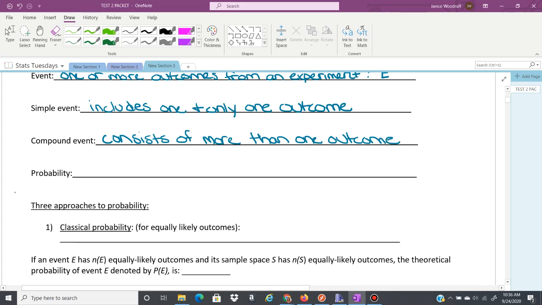And then probability. So probability, the technical definition here, is a numerical measure of the likelihood of a specific event to occur. Okay, so how likely is it that I'm going to get heads when I flip this coin? Okay, that's the probability. So a numerical measure of the likelihood of a specific event to occur.